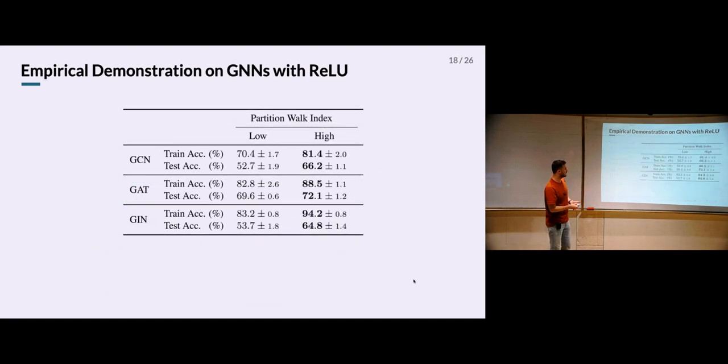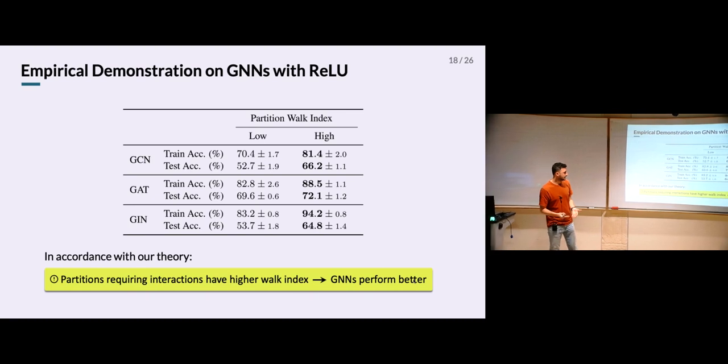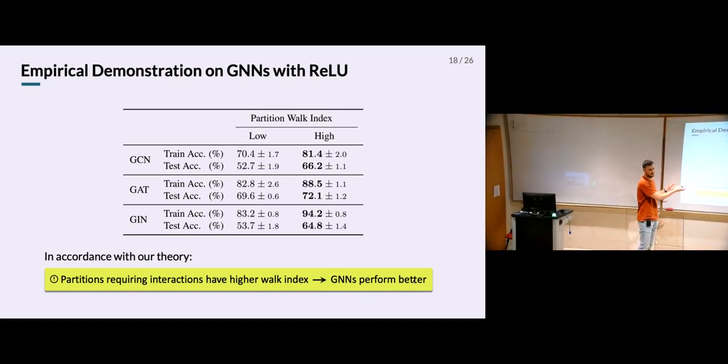And the results that we get align with the theory in the sense that we have the three common GNNs, and we see both the train and test accuracies, the exact numbers aren't important, but they're substantially higher when you run the GNN over the second data set with the higher walk index. Essentially the task is exactly the same, only the partition that you need to model interactions across has changed. So the bottom line here is that in accordance with our theory, we see that also for other types of GNNs, not just with product aggregation, when the partitions that require modeling interactions across have a higher walk index, then GNNs tend to perform better. And this is a controlled test to try and verify that. Trying to see this in real-world data sets is a bit more messy, and it's something that's open to try and understand.